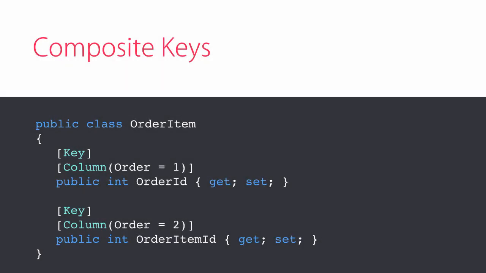Next, composite keys. This is pretty similar. Note that here in the OrderItem class, we have a composite primary key that includes the OrderId and OrderItemId properties. So we need to apply the Key attribute on both of them. And additionally, we need to specify the column order. So be aware of that.